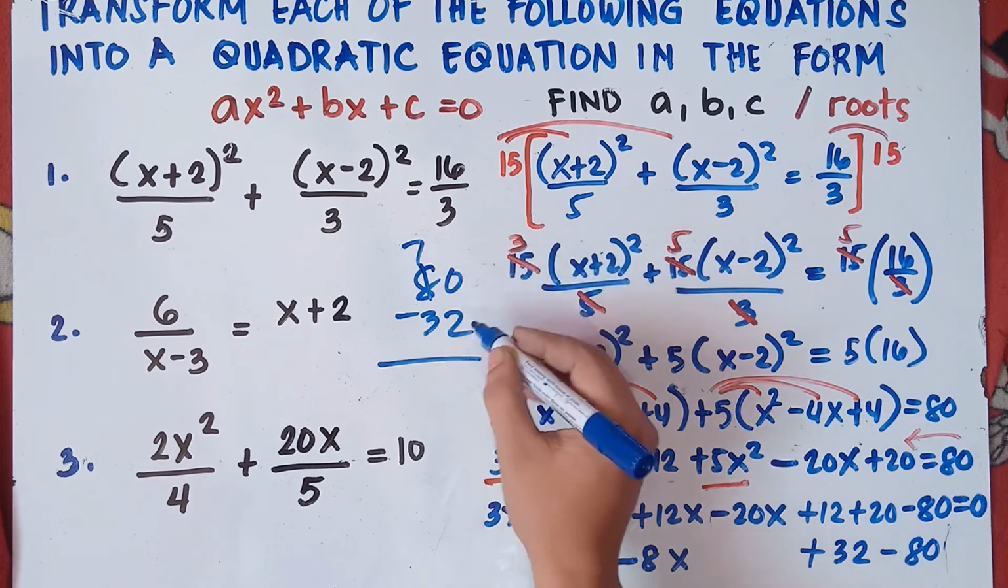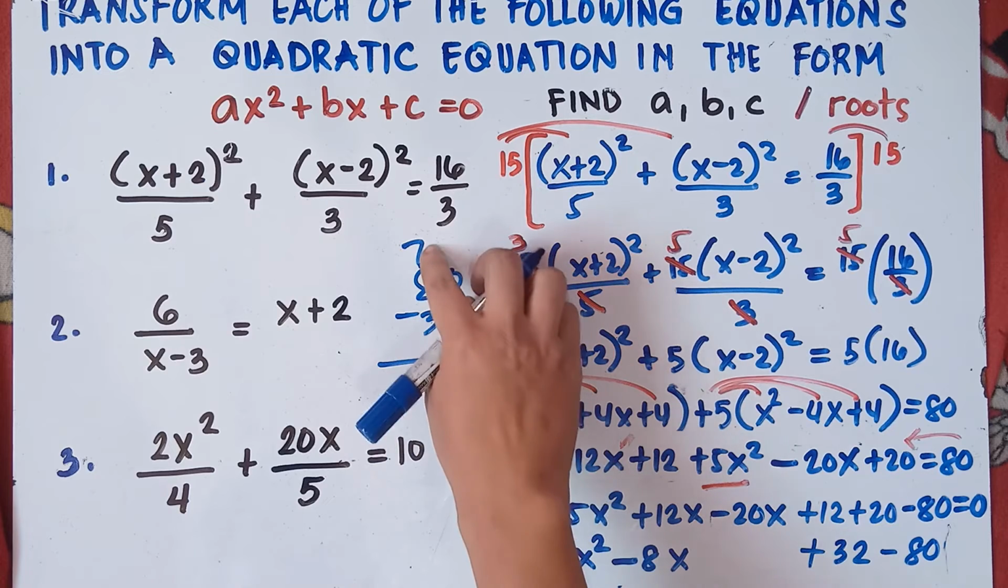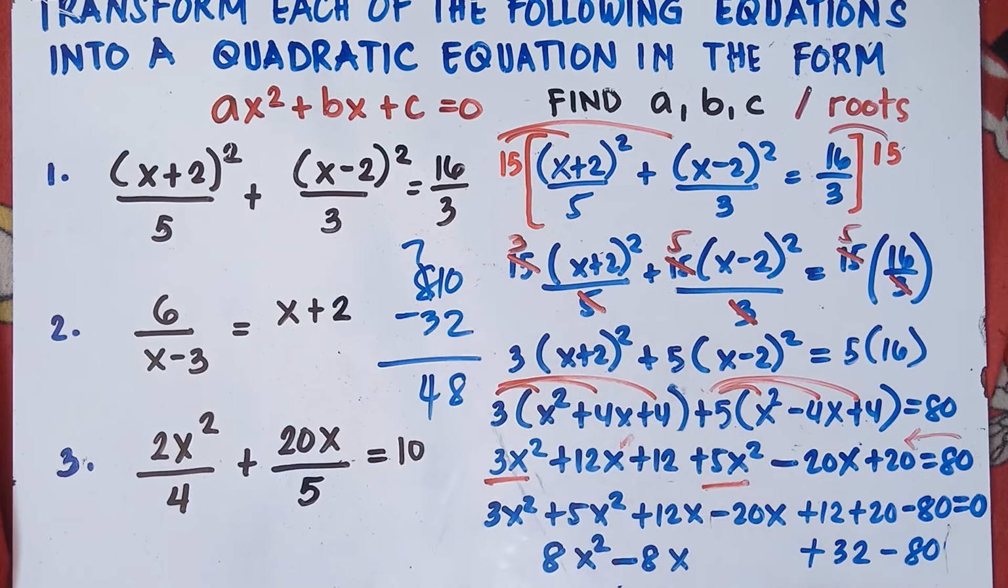So borrow 1, this is 7, this is 10. 10 minus 2 is 8. 7 minus 3 is 4. 48. And since 80 is greater than 32, we copy the negative sign. So negative 48. Negative 48 plus 48 then equals 0. Now, this will be our equation, class.